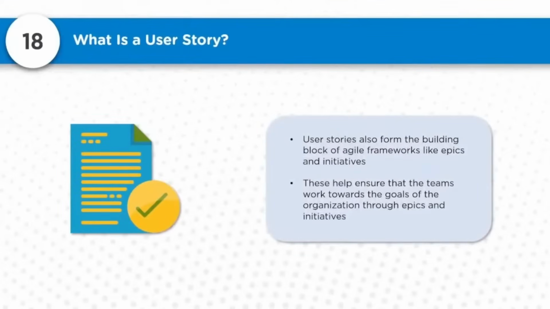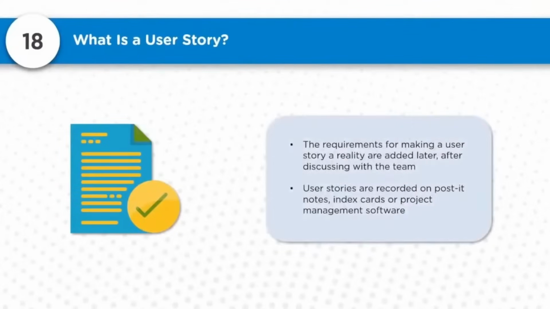So user stories also form the building blocks of Agile frameworks like epics and initiatives. These help ensure that the team works to the goals of the organization through epics and initiatives. Further, the requirements for making the user stories a reality are added later after discussing with the team. So to write a user story, the involvement of the team members is very essential. They should discuss and agree, yes, these are the features and functionality which should be there. User stories are recorded on post-it notes, index cards, or project management software, whatever is feasible and available.